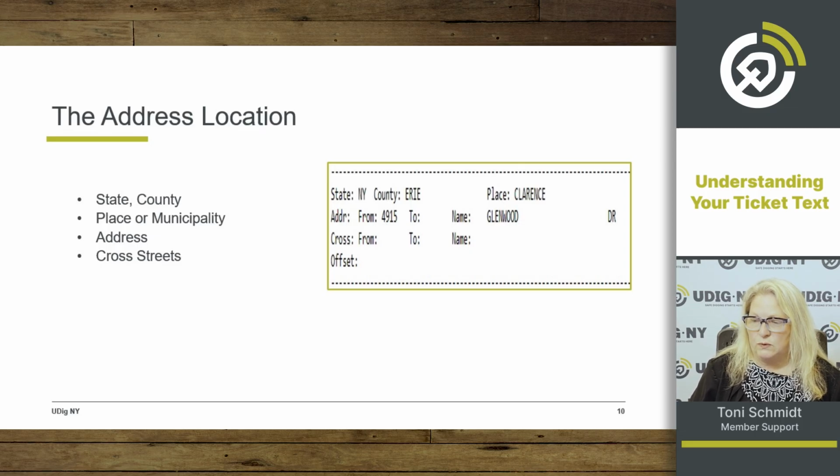The cross field will include a from and a to field. In this section, the cross fields will only be filled in when a location request is for work at an intersection or the excavation taking place is continual from one cross street to the next cross street. And the offset field is not used, and this will always remain blank.